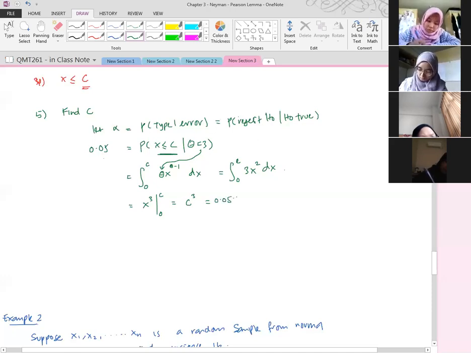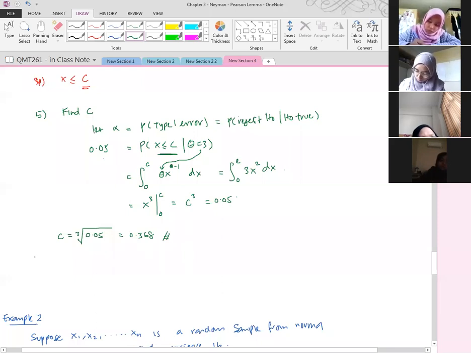So we need to find the value of c, right? So c is equal to 0.05 power of 1 over 3, which is equal to 0.368. So the value of C is 0.368.